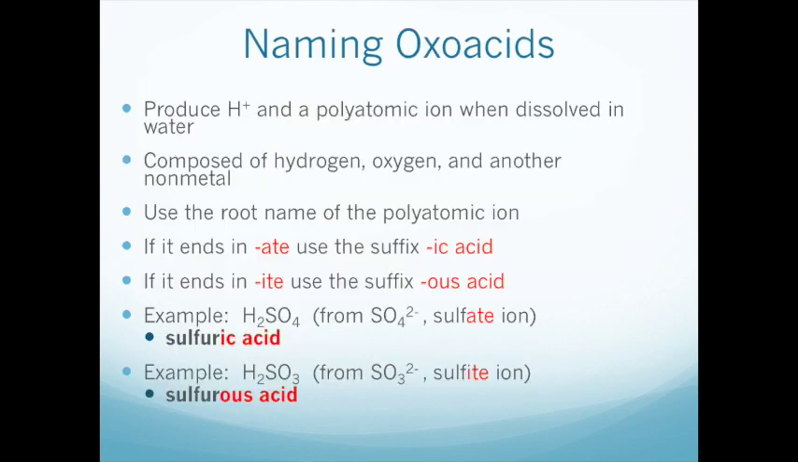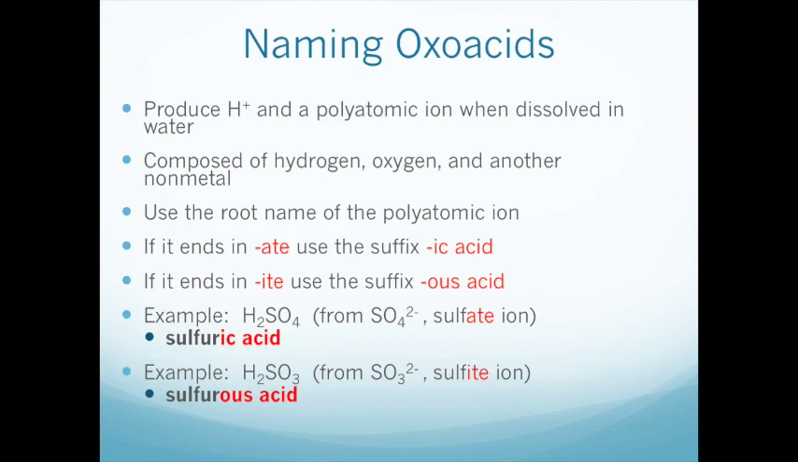Now, when we're naming oxoacids, these produce H+ and a polyatomic ion when dissolved in water, and they generally are composed of hydrogen, oxygen, and a nonmetal. You use the root name of the polyatomic ion in the name of the acid. So if it ends in -ate, you use the suffix -ic and then acid. And if it ends in -ite, you use the suffix -ous and acid.